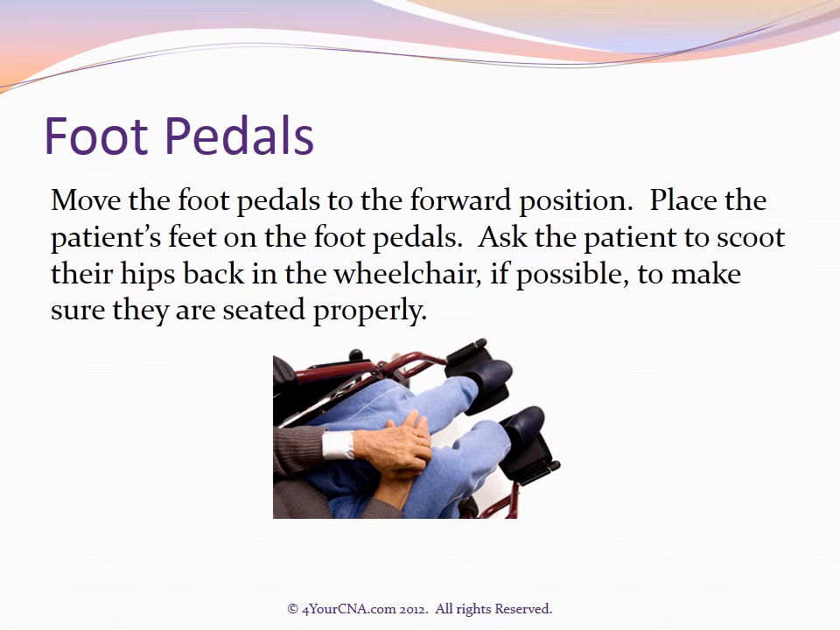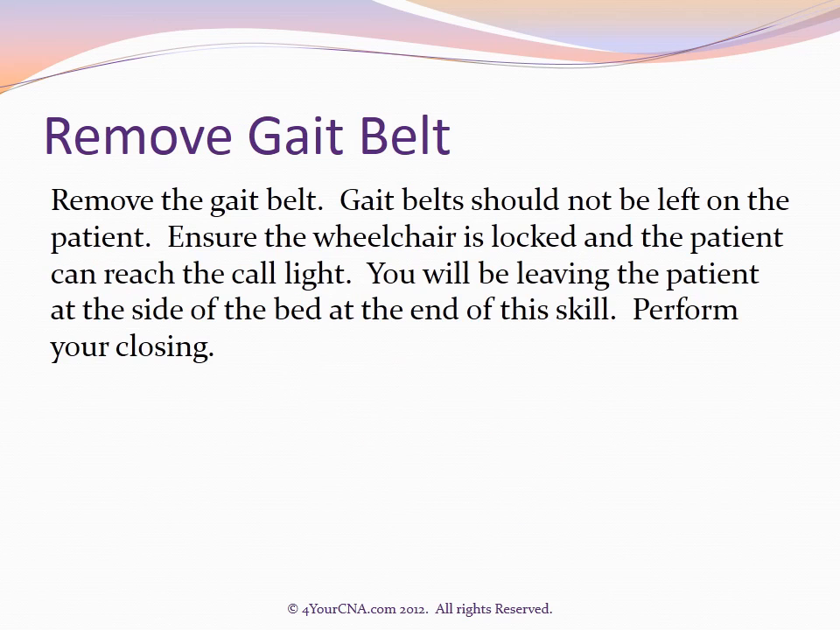Move the foot pedals to the forward position. Place the patient's feet on the foot pedals. Ask the patient to scoot their hips back in the wheelchair if possible to make sure they are seated properly. Remove the gait belt. Gait belt should not be left on the patient. Ensure the wheelchair is locked and the patient can reach the call light. You will be leaving the patient at the side of the bed at the end of the skill.